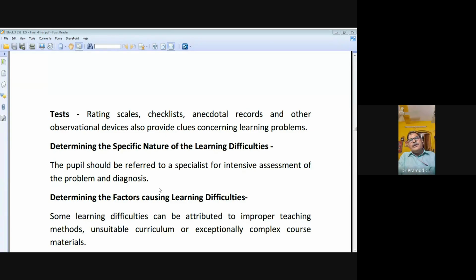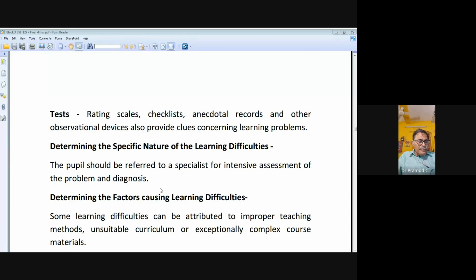Anecdotal record means, we can say, abhilekha, the record. Anecdotal means the description. We must know the student's behavior, what type of behavior the student reflects in particular situations, and briefly the teacher will have to record all these things. In which situation, what type of behavior the child is performing.